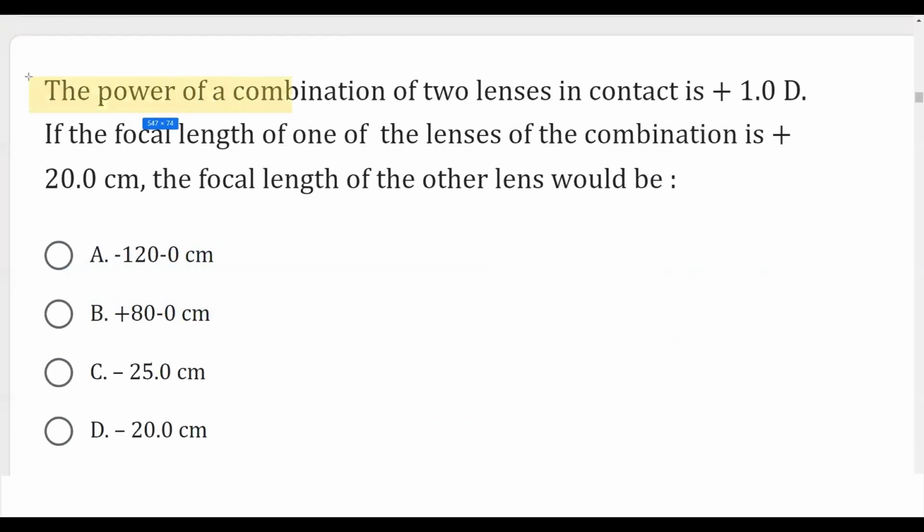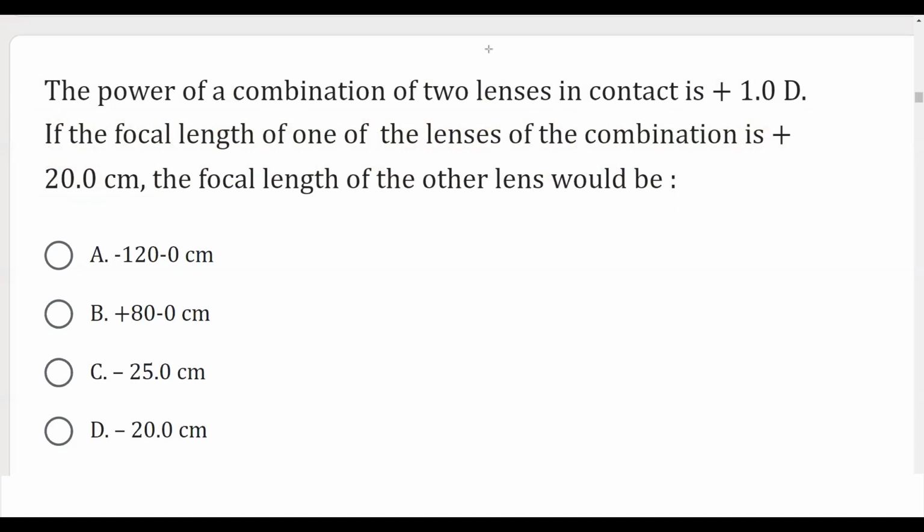And the next question says the power of the combination of two lenses in contact is positive one diopter. If the focal length of one of the lenses of the combination is plus 20.0 centimeter, what is the focal length of the other?